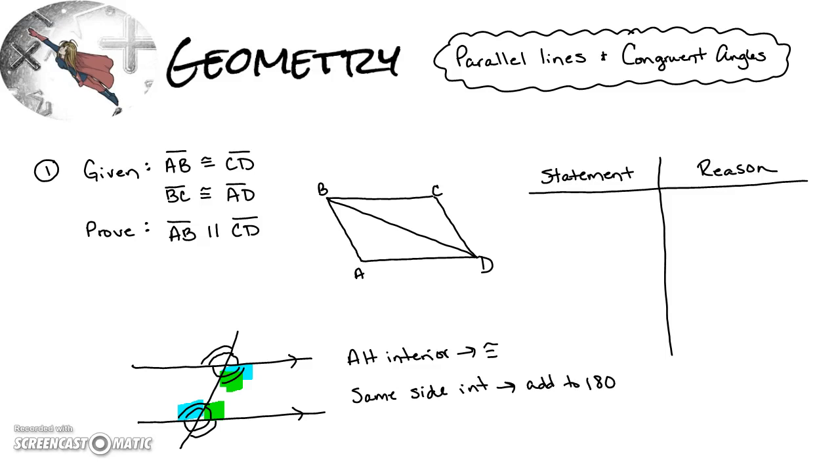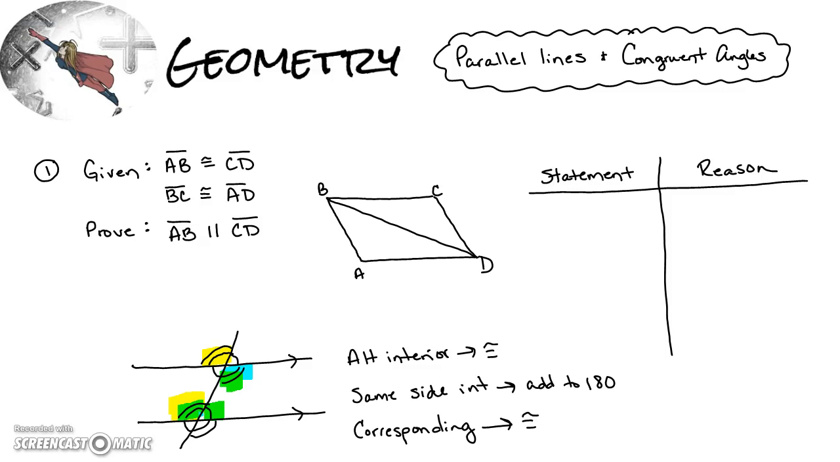And another one that I just remembered that you use a lot in the proofs is corresponding angles. Like for example, if you have this angle and then this angle down here, those are corresponding. Those are another pair that are congruent. So corresponding are also congruent.